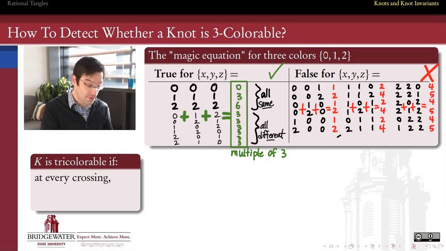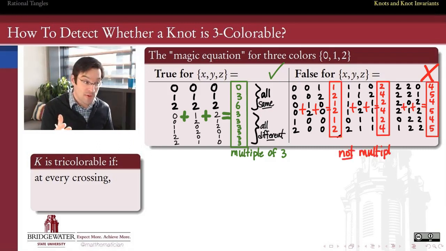All of those are multiples of 3, and all of the cases in which we need this equation to be false are not multiples of 3: 1, 2, 4, and 5. So the observation is that if we want an equation which is going to be true when we want it to be true and false when we need it to be false, then all we need to do is require that that sum of x, y, and z be a multiple of 3 exactly when this equation is true.